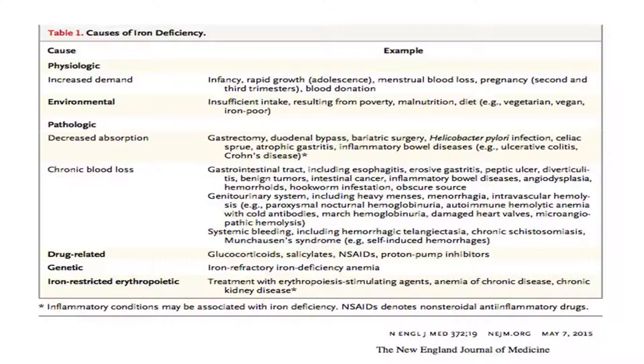Others, of course, you should take a history of whether the patient is taking drugs, for example glucocorticoids or salicylates, which can cause gastritis and be a source of chronic blood loss. Proton pump inhibitors can compete with oral iron, especially if taken excessively for a longer time. That's why one of the causes of patients not responding to oral iron is proton pump inhibitors. And of course, there are other rare genetic causes of refractory iron deficiency anemia.